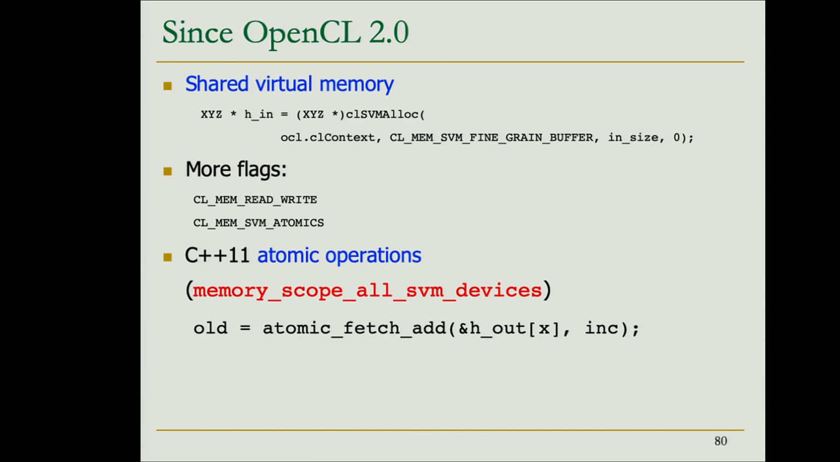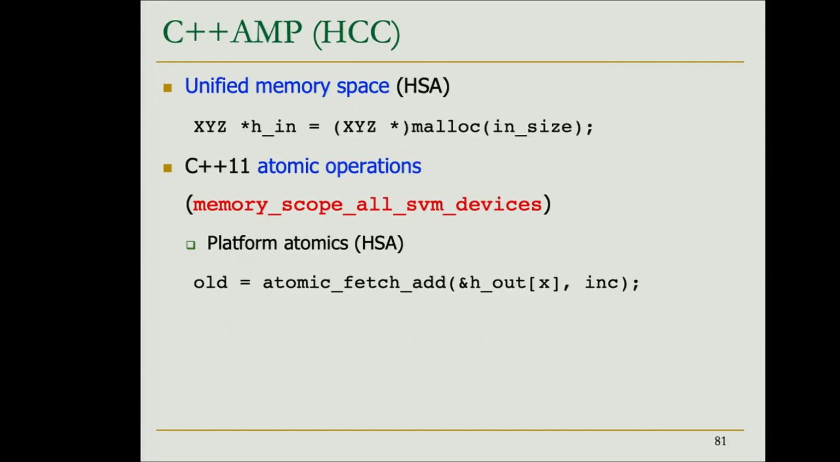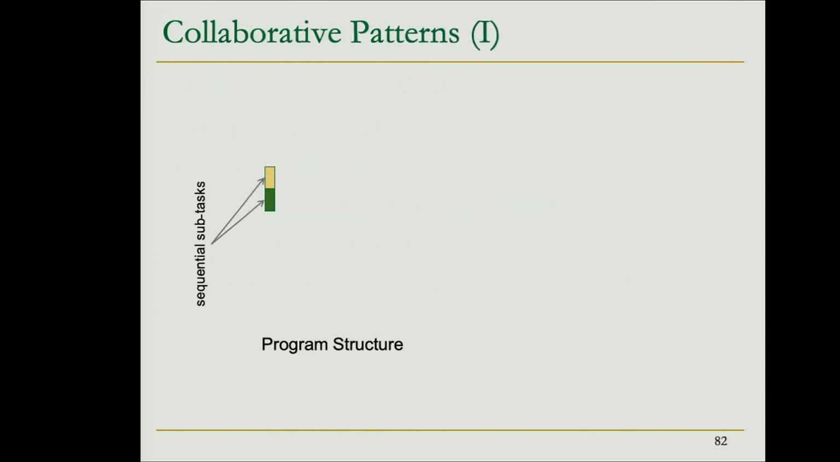This is in OpenCL 2.0, or since OpenCL 2.0, and this is C++ AMP, which is a somewhat related thing. I don't know if you have heard about this. It's a kind of C++ high-level programming model, as in the end it typically ends up compiling to OpenCL, and from there to the actual assembly code. And with these features, we are now able to implement these collaborative patterns.